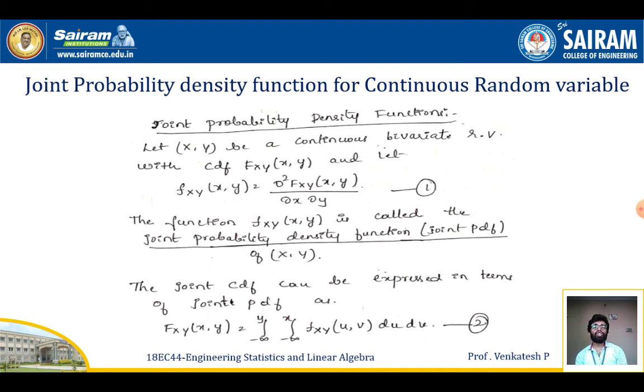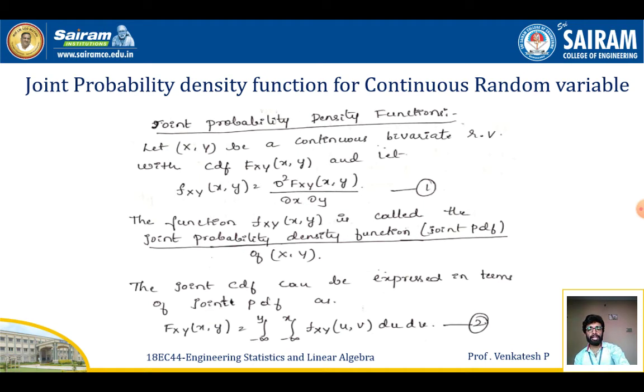So now the joint c.d.f can be expressed in terms of joint PDF. I want to find the value of joint c.d.f from the joint PDF. So for that we have to integrate this equation twice to get the value of joint c.d.f like this.